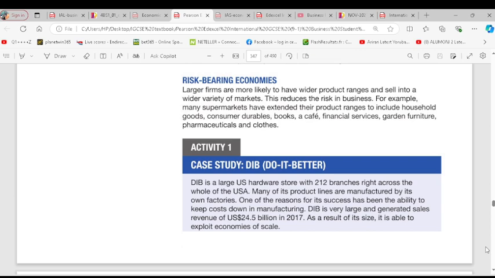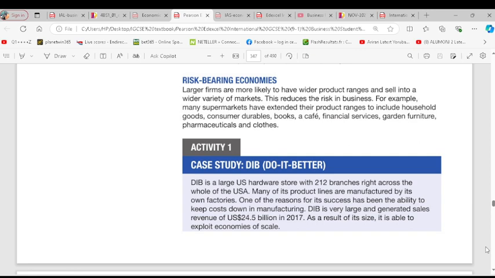The next one, risk-bearing economies. When we talk about risk-bearing, it's simply talking about diversification. A large firm can diversify. Diversifying means you are spreading your risk. For a large firm, because you have different products or different services, if product A is not selling, product B might sell. If product B is not selling, product C might sell. As a large business, you are able to spread your risk.